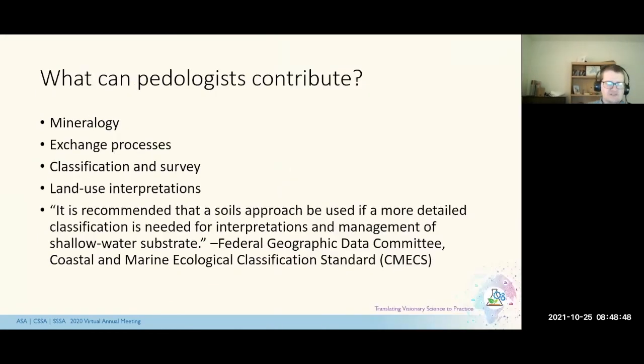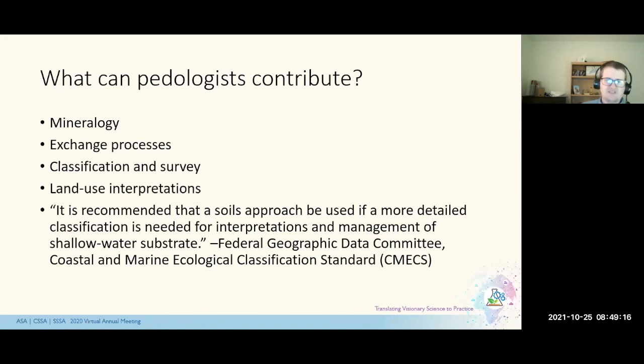And so what do pedologists have to contribute to all this? I would say that in my time working with marine and aquatic scientists, we know a lot more about mineralogy. Soil scientists come to the table with a lot of knowledge about clay mineralogy and reduced minerals and things of that sort, and contribute that. We know a lot about exchange processes. You read almost nothing about cation exchange in the marine literature. It's sort of assumed to be negligible. I think that's not always a safe assumption.